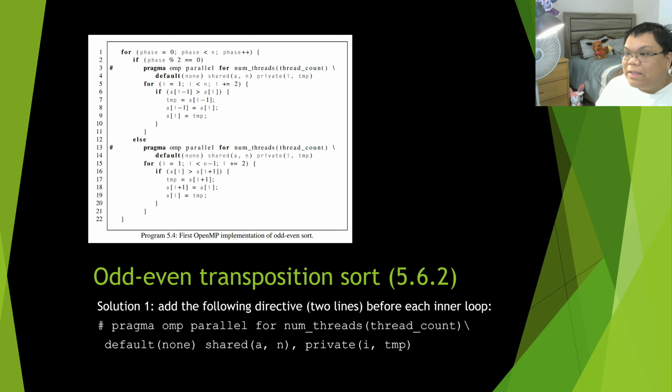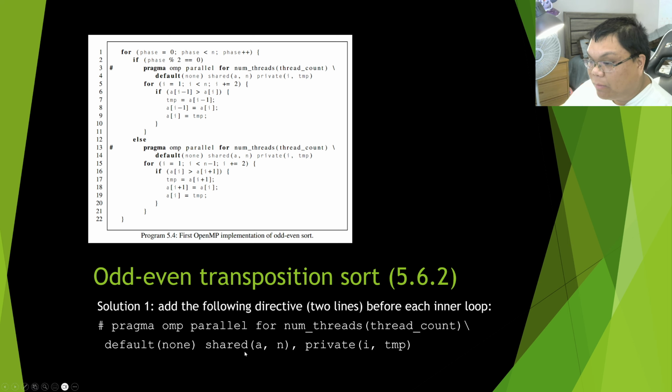It turns out there are a few ways we can do this as well. So the first solution is to add the following directives before each inner for loop. This is the full directive here: pragma omp parallel for num_threads(thread_count) default(none) shared(a, n) private(i, tmp).